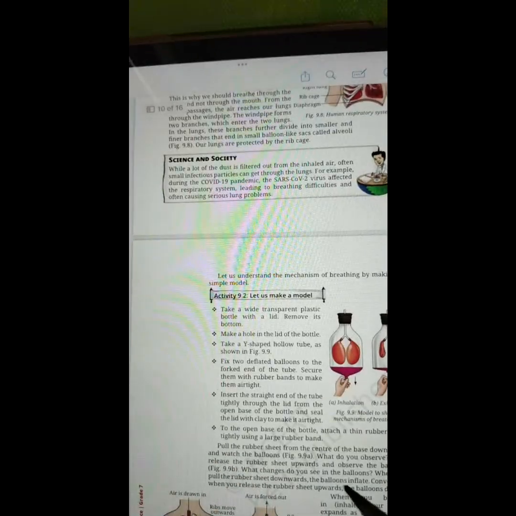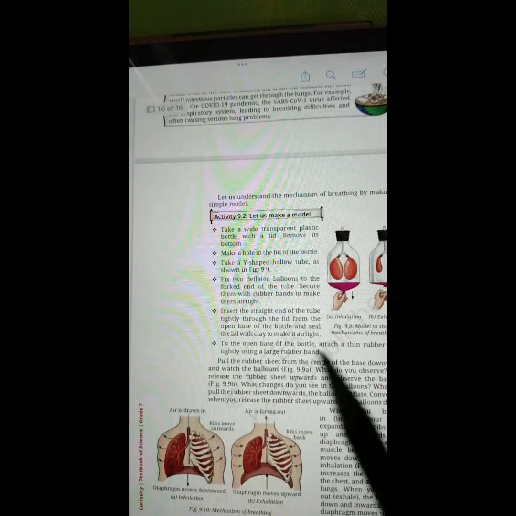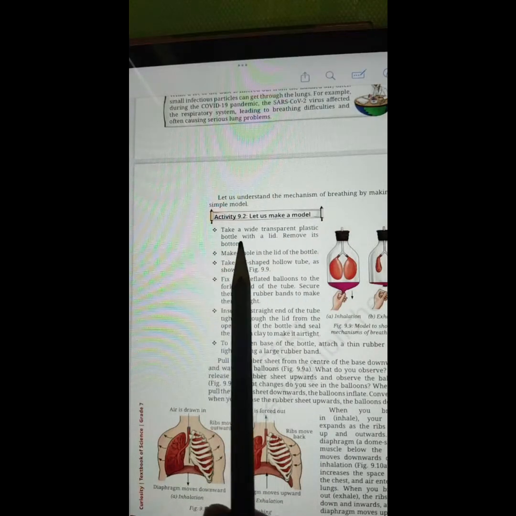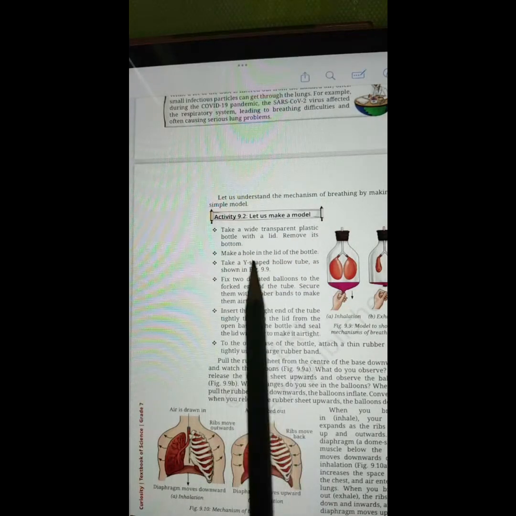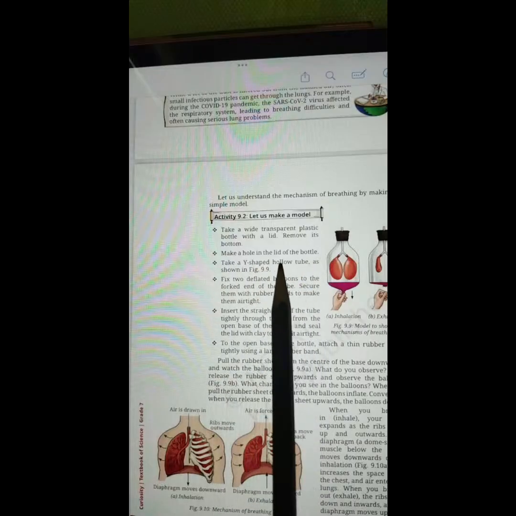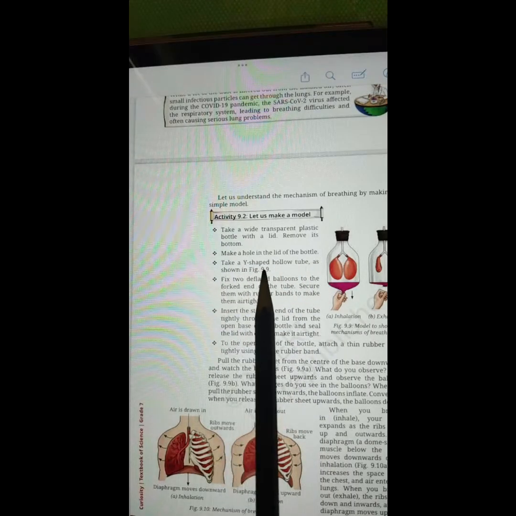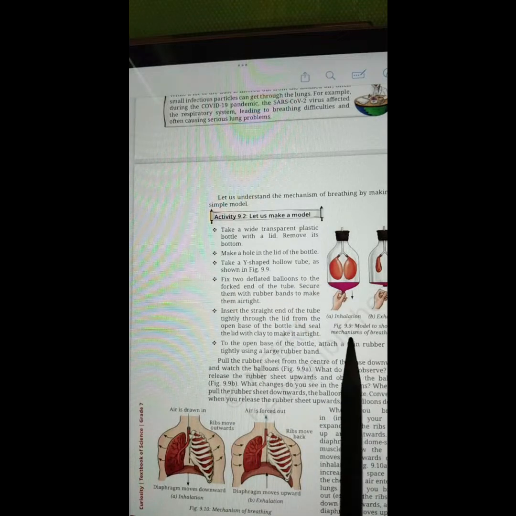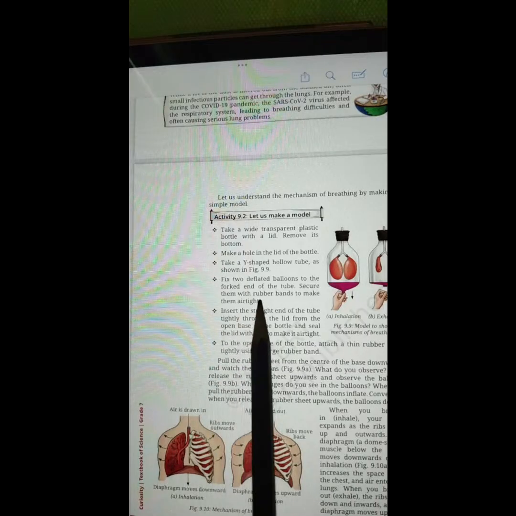Let us understand the mechanism of breathing by taking a simple activity. Take a white transparent plastic bottle with a lid, remove its bottom. Make a hole in the lid of the bottle. Take a Y-shaped hollow tube as shown in figure 9.9. Fix two deflated balloons to the forked end of the tube. Secure them with rubber bands to make them airtight.